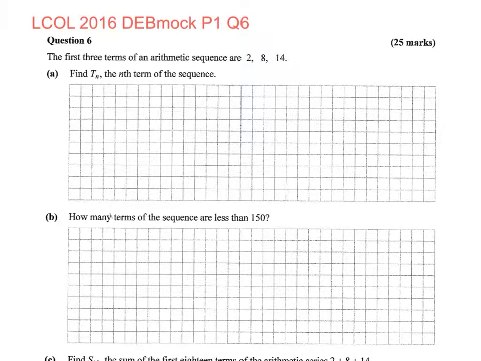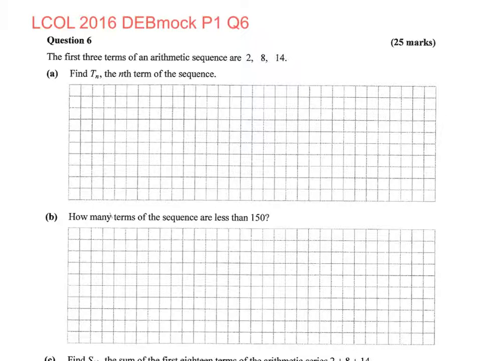This is a sequences and series question. They've given us an arithmetic sequence. An arithmetic or linear sequence is one that goes up by a common difference all the way through. If we look at 2 to 8 and 8 to 14, we seem to be adding on 6. So this arithmetic sequence would mean we continue to add 6 and keep going with that.